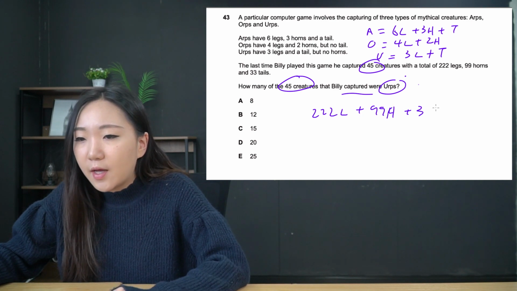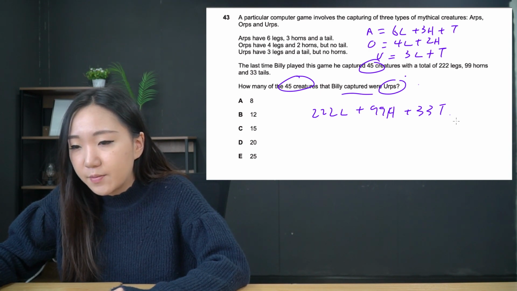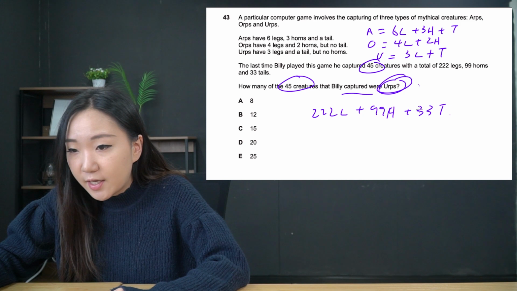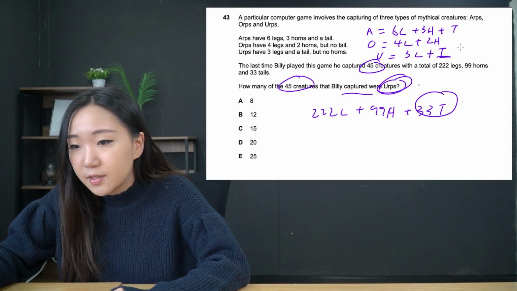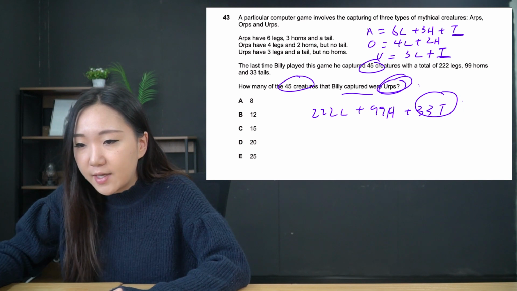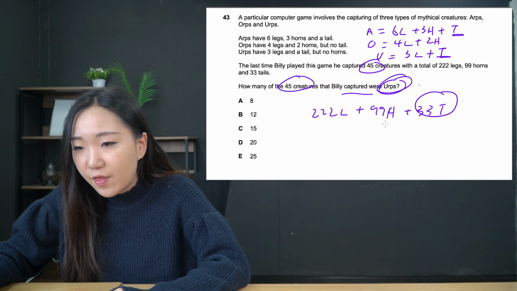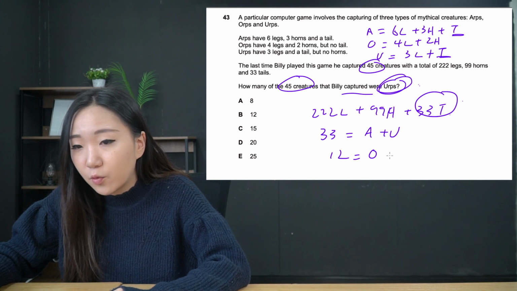Okay, so looking at this, the first thing is we need to eliminate some of these in order to find out how many are ERPs. The easiest one to eliminate, just looking at the type of equation, is obviously going to be the tails, because in each case the other ones are multiples. ARPs and ERPs only have 1 tail apiece, which means that there are 33 A plus U. So then we know that there must be 12. That's very helpful to us, and that's now going to be very easy. So there are 12 AWPs.